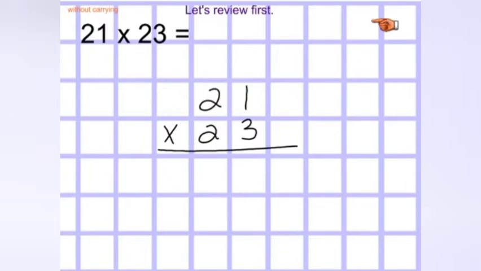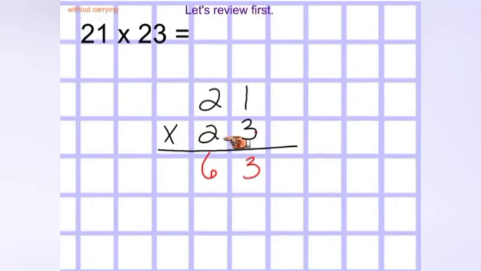Okay, let's double check. 3 times 1 is 3, and 3 times 2 is 6. You should have done that first step. Please double check your answers and make sure that your answer is the same as mine. If not, then rewind that video a little bit and go back and rewatch it.